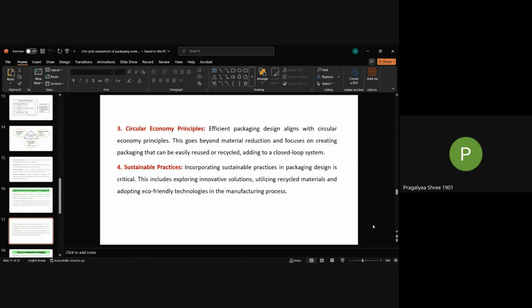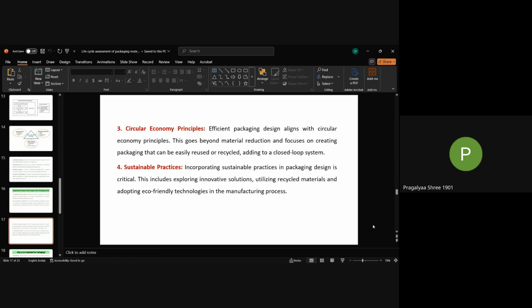Then circular economy principle. What is circular economy? Efficiency of packaging design aligned with circular economy. What does that mean? That means what? When you're using a raw material, that raw material should be in a position to be recyclable. You can use them many times. Okay, so without creating any impact to the environment. That is the main aspect in this case.